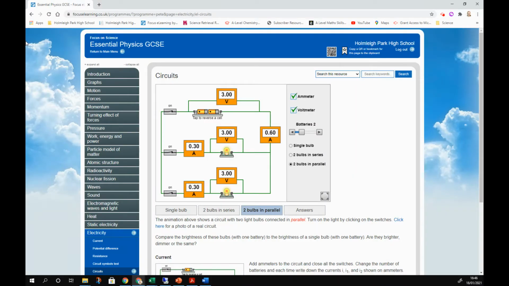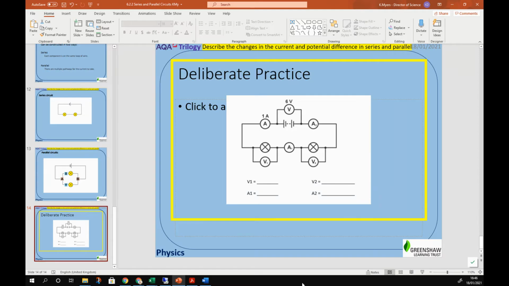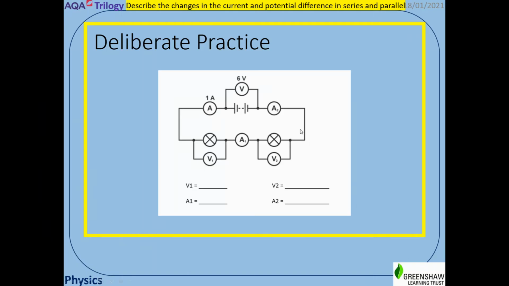Okay, so I've got a deliberate practice that I'd like you to have a go at. So this is a series circuit. Ammeter 1 over here is showing 1 amp. I want you to tell me what will A1 show and A2. So this is a series circuit.